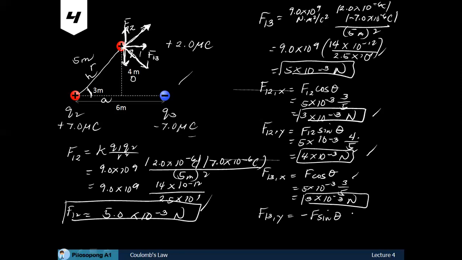And using opposite over hypotenuse, we now compute 5 times 10 raised to negative 3 times 4 over 5, which is equal to negative 4 times 10 raised to negative 3 newtons. So we now have the values of the x and y components. It's now time for us to add the like components of vectors F12 and F13.